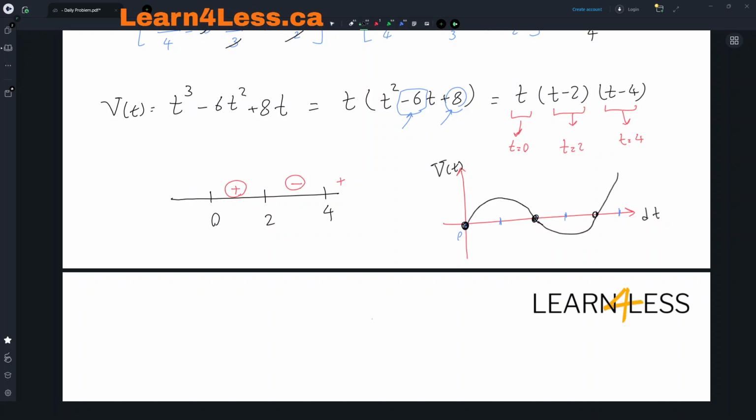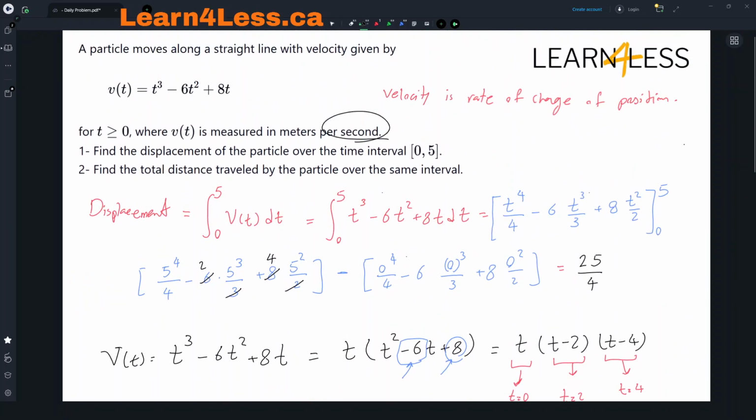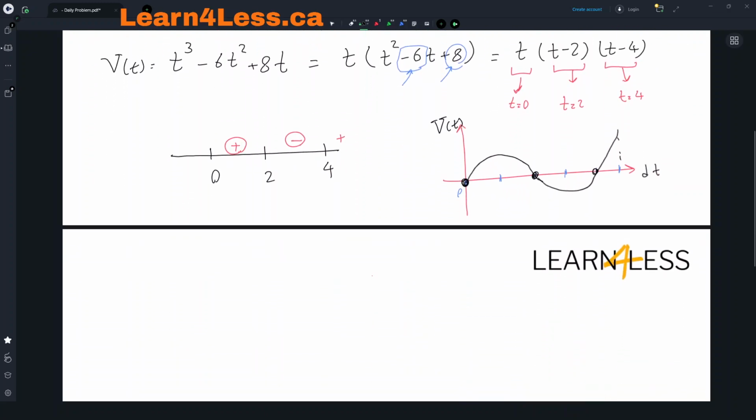And it's from 0 to 5 seconds. I think the unit is seconds. Yeah, the unit is seconds, from 0 to 5 seconds. But what does positive and negative velocity mean? Whenever the velocity is positive, it means the particle is moving toward the positive direction. You can assume that the right side is a positive direction, or going up is a positive direction.